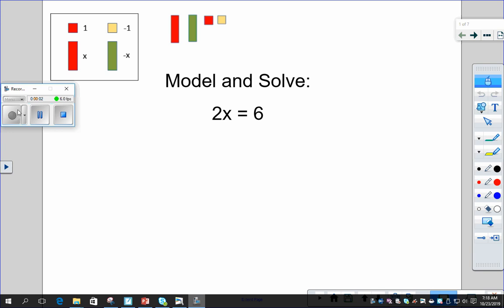Okay, so we are going to review practicing modeling and solving with one-step equations really quickly, and then we're going to get into some two-step practice. So right now I want you to pause this video, and I want you to model with algebra tiles and solve, and then check using algebraic equations.